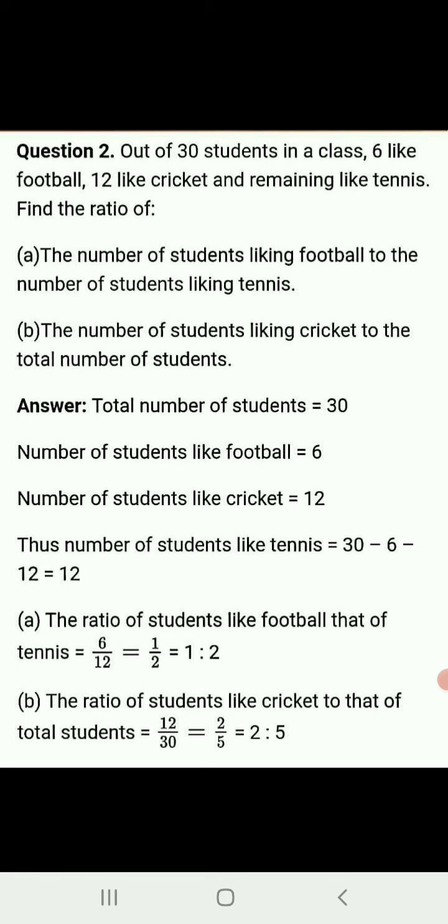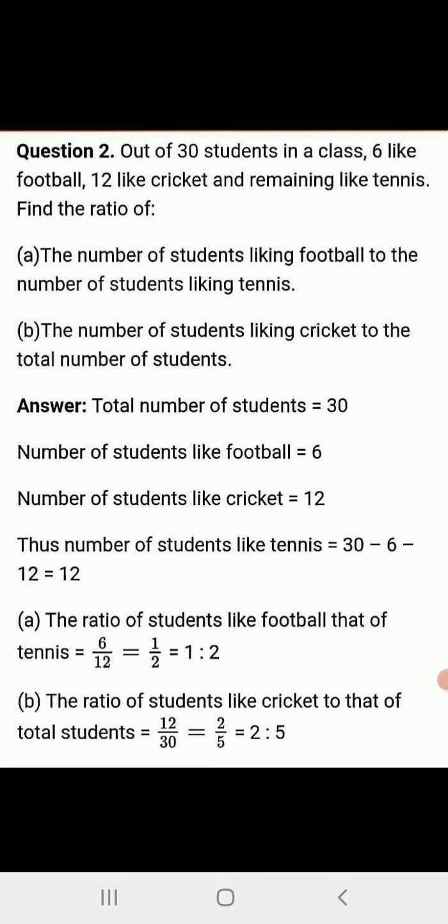Now go to the first question. The number of students liking football to the number of students liking tennis. So football is to tennis. Football how many? 6. Tennis how many students? 12. So it is 6 by 12. In the sixth table when I cancel it becomes 1 by 2, which is equal to 1:2.